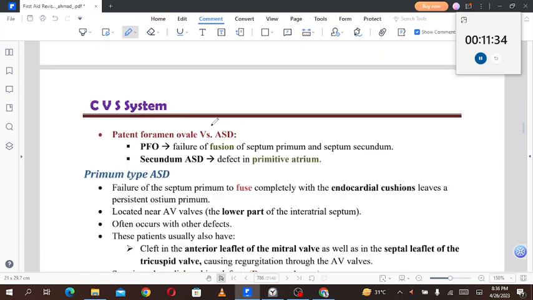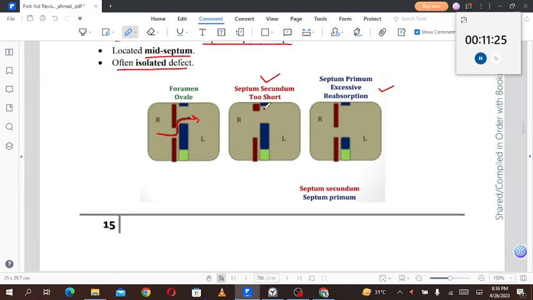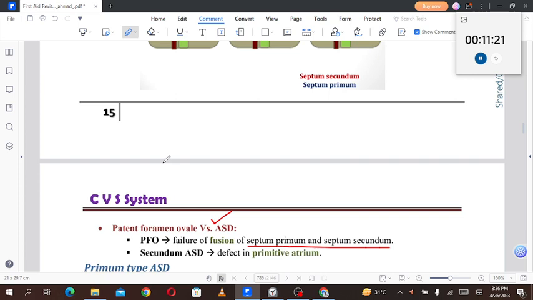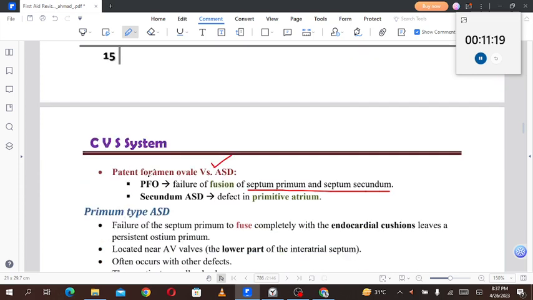Patent foramen ovale versus ASD. Patent foramen ovale, failure of fusion of the septum primum and septum secundum. There is no abnormality in the growth or absorption of any septum. Like in here we can see that there is stunted growth of the septum secundum or increased absorption of septum primum. But in the case of patent foramen ovale, both the septa are normal. The only defect is that they are not fused together. That is patent foramen ovale.